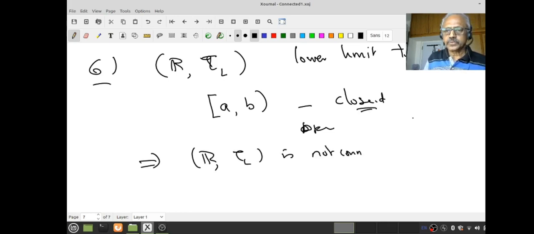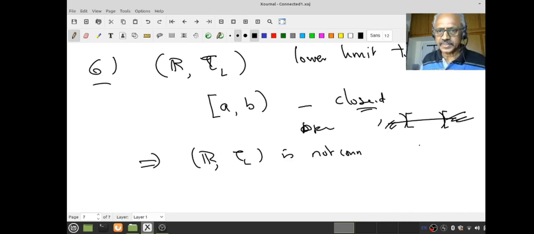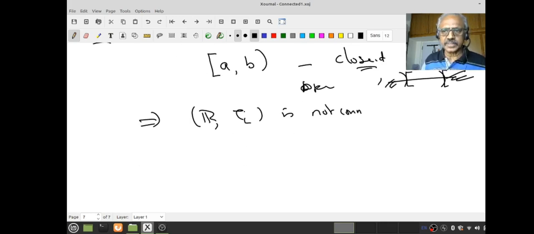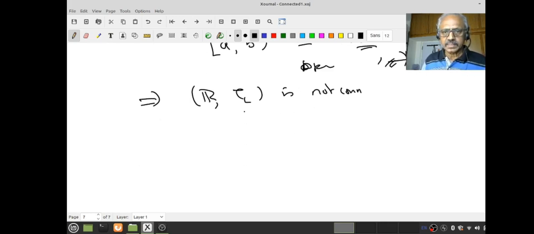How did I prove it's closed? Because the complement is this and this. That is open. That's how we prove this is both open and closed. Therefore R with the lower limit topology is not connected. So let's look at the last example.